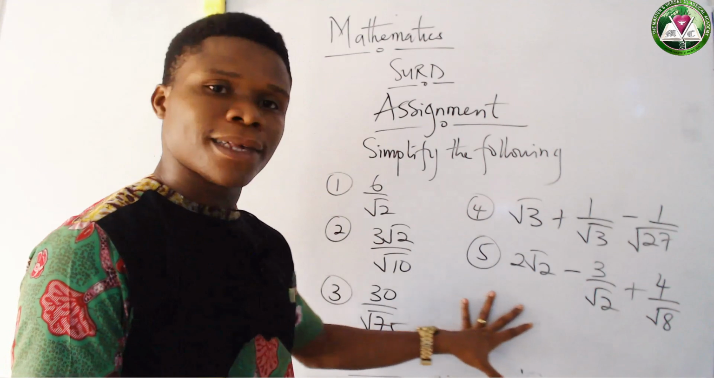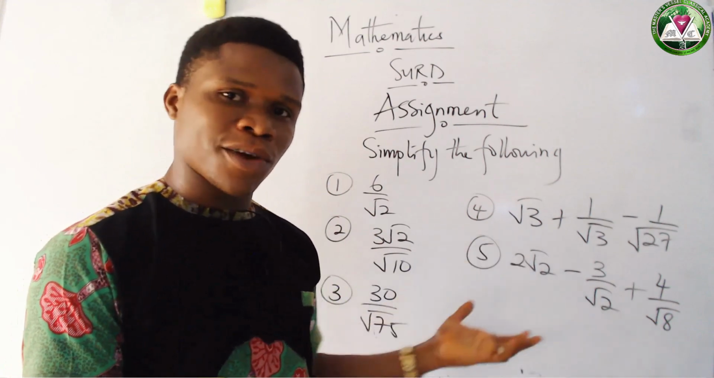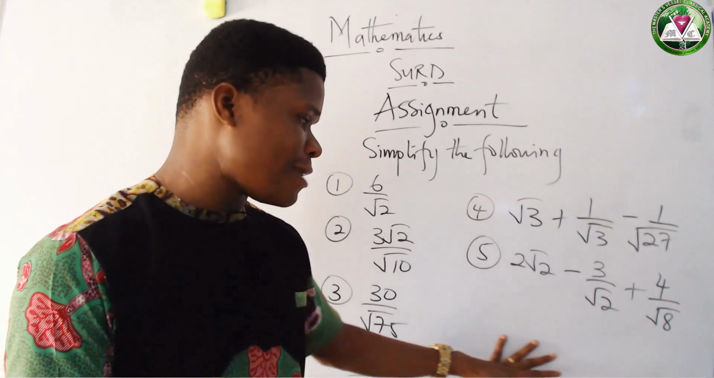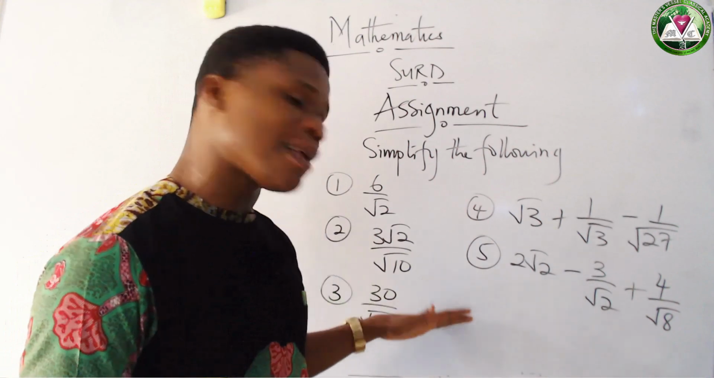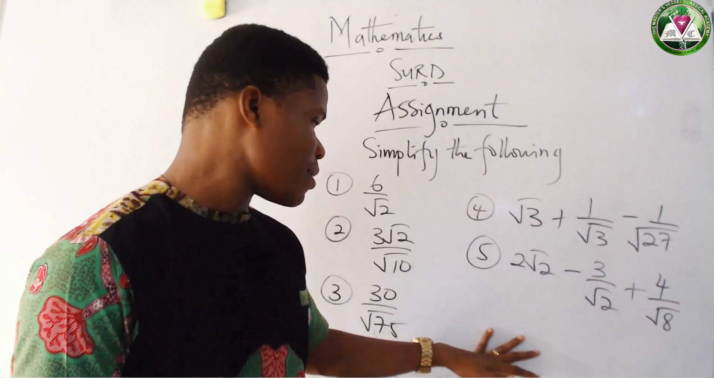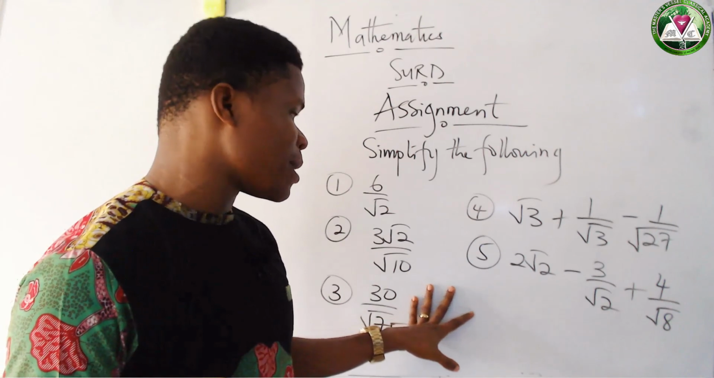Then you can send the answers to the number that you see on the screen. My number is there. You can send it to me on the class WhatsApp platform. Please do this as quickly as possible and send it to us.